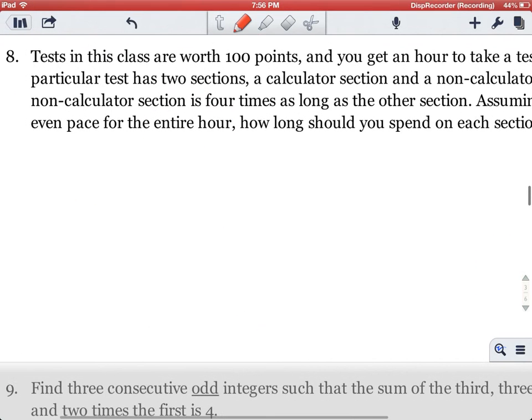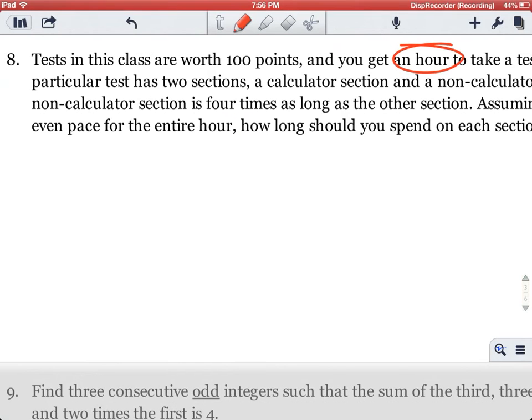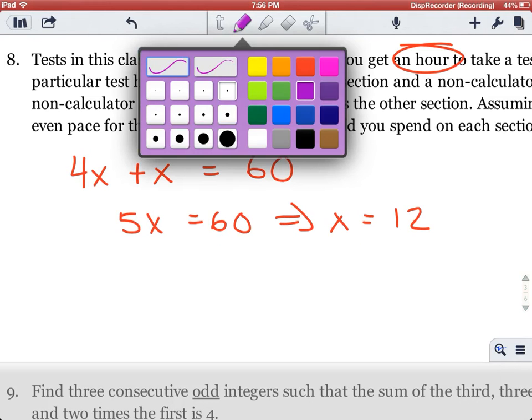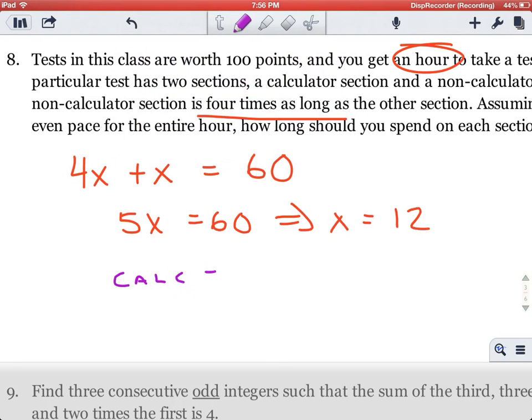For number 8, we have an hour-long test. One part is 4 times as long as the other part. Therefore, 4x plus x equals 60. So x equals 12. Therefore, the calculator section is 12 minutes, and the non-calculator section would be 48 minutes.